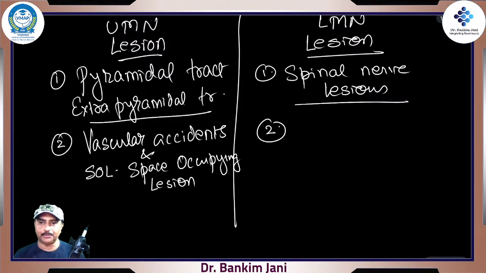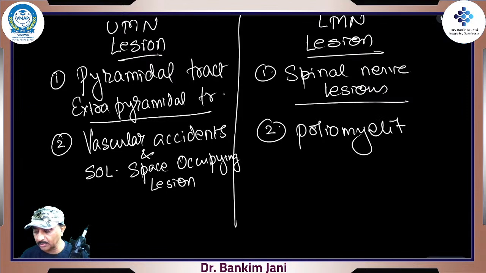So upper motor neuron lesion is when something is happening in the brain, in the form of hemorrhage or tumor. Lower motor neuron lesion will affect the spinal nerves, say for example poliomyelitis, in which the spinal nerves, those lower end nerves, are involved.